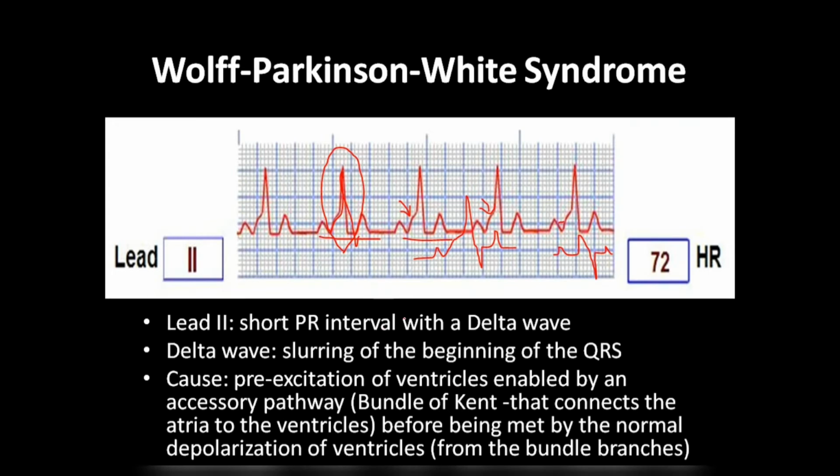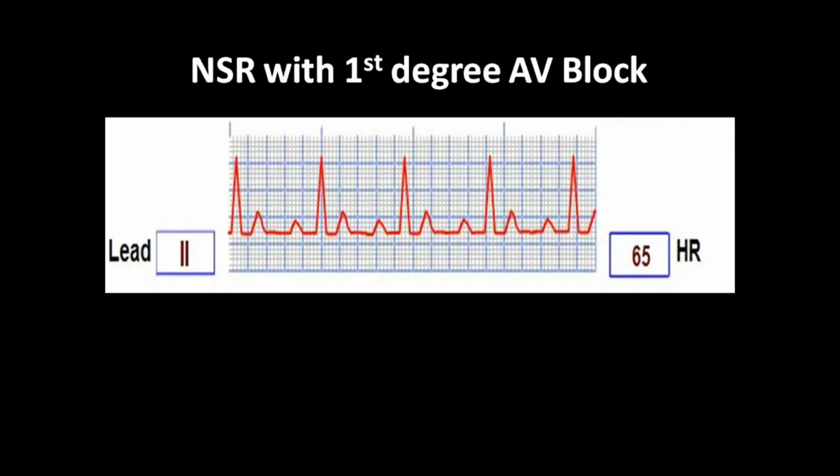Usually excitation of the ventricles is caused from the AV node, so that will cause a regular QRS complex, but here the bundle of Kent accessory pathway that connects the atria and ventricles excites before the AV node is exciting the ventricles. That's why we get a delta wave.